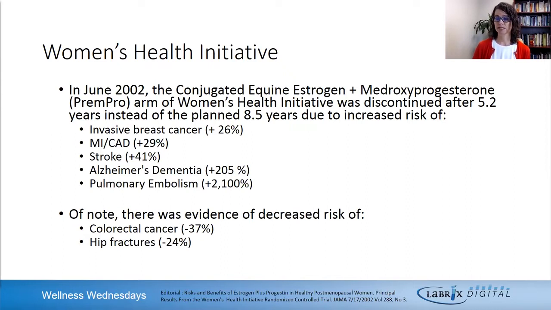There was an increase of invasive breast cancer, a 26% increase of women who were using Prempro than for women who weren't. There was also an increase in heart attack risk, 29%, 41% increase in stroke risk, Alzheimer's and dementia, and also pulmonary embolism, huge increase for women who were in the Prempro arm. Interestingly enough, there was also evidence of a decreased risk of colorectal cancer and hip fractures for the women who were using Prempro.